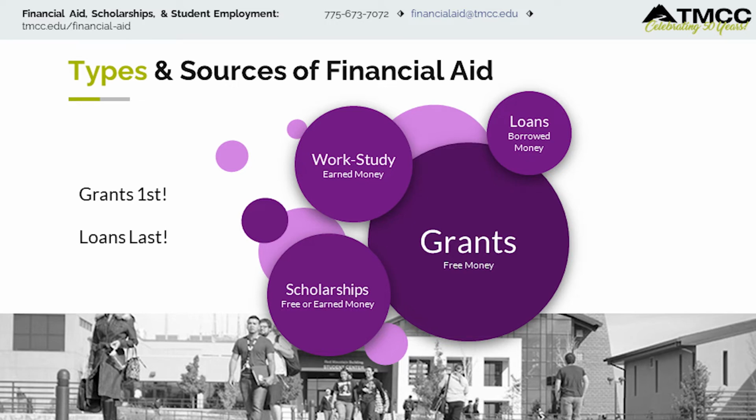The final and least recommended option is a private loan. These loans are offered by private organizations such as Sallie Mae or a bank. The amount can vary based on a student's credit and cost of attendance.